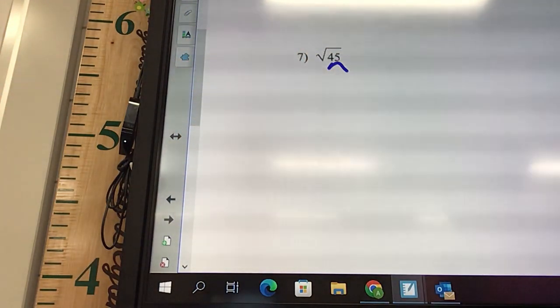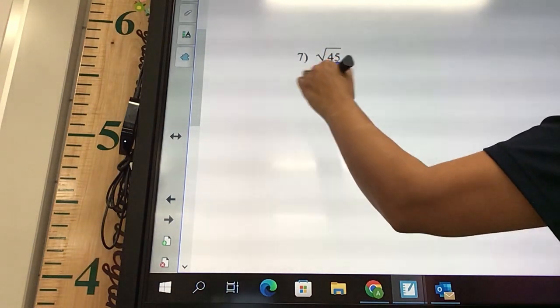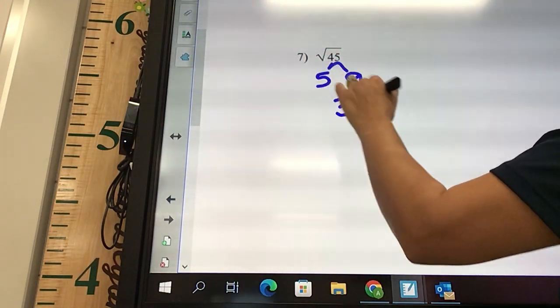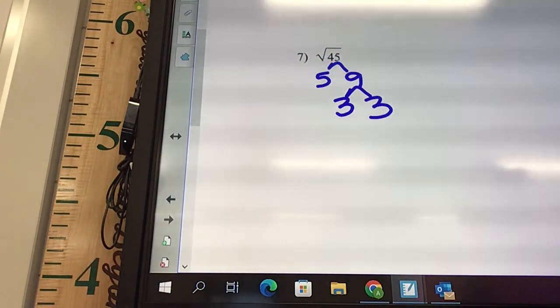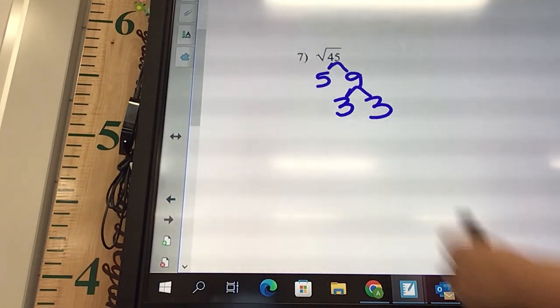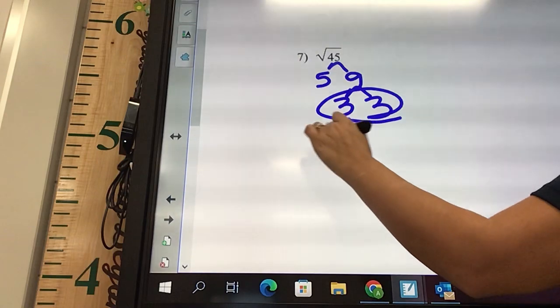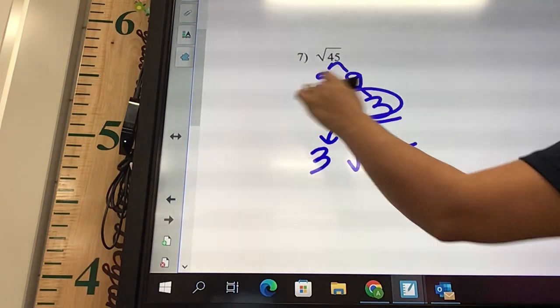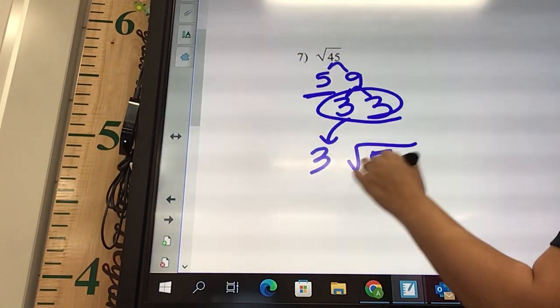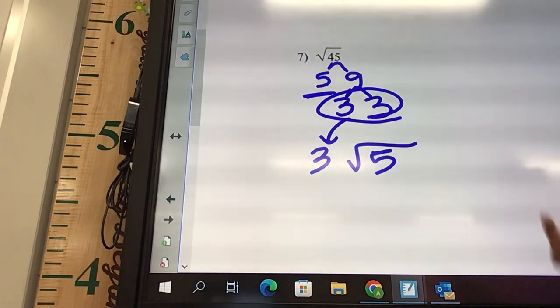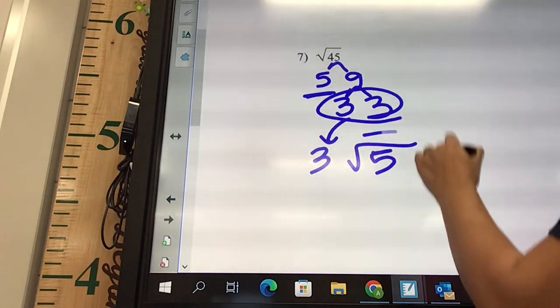Okay, 45. We got 5 and 9, and 3 and 3. Again, my number on the outside, there is none, so we're pulling in groups of 2. So these 3s can go. And then we got this 5, he's got nobody, so he's going to go back on the inside. And for us, we've used everything, so there's nothing for us to multiply.